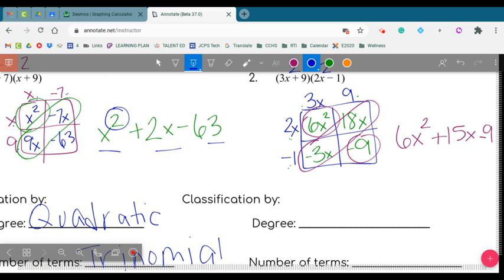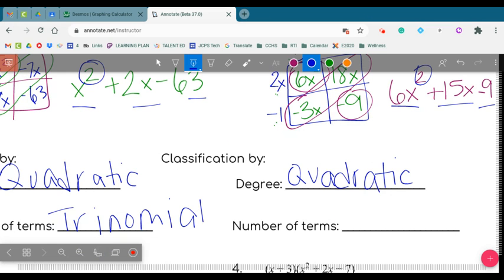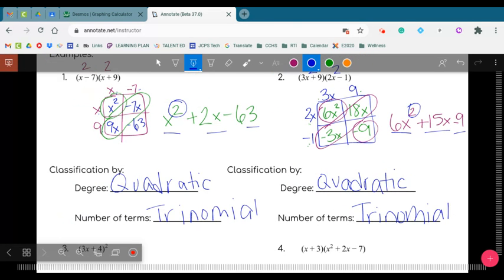Degree, our biggest exponent is 2, so quadratic. Then we have 1, 2, 3 terms, so it's a trinomial. So most of these will have the same degree and the same number of terms most of the time.